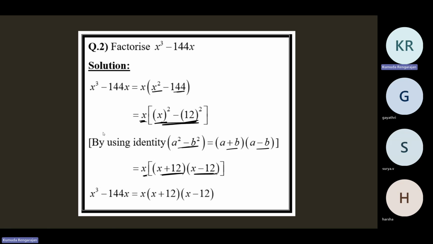I've just written the question. This is the expression given. So these are the factors of this expression. These are the 3 factors of this expression. X, x plus 12, and x minus 12 are the factors of this expression, x cubed minus 144x.